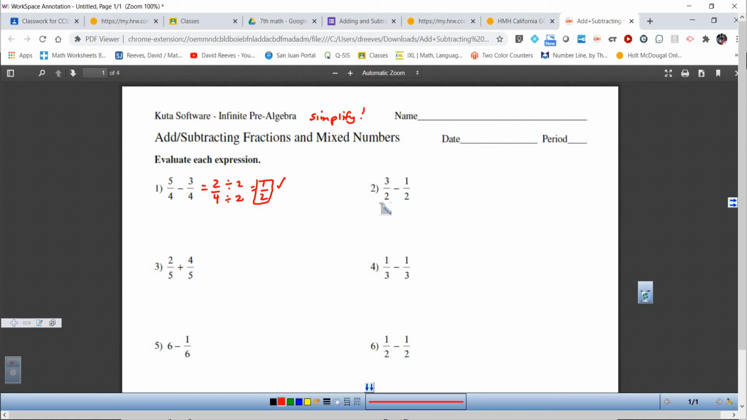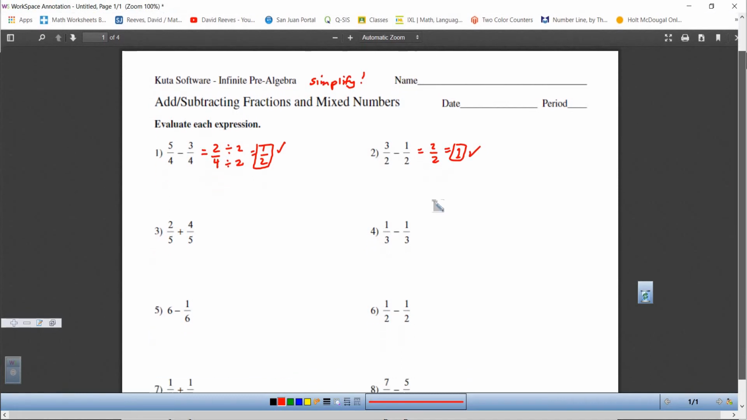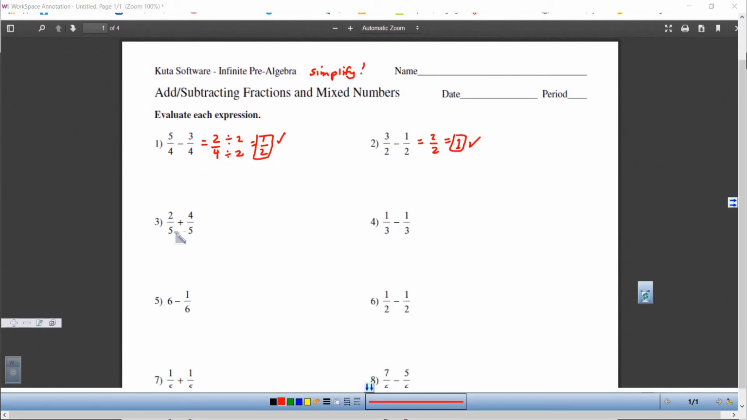Again, right here we have a common denominator, and this number is smaller, so we would get 3 minus 1, which is 2 over 2 again, because the common denominator just stays the same. Well, 2 over 2 simplifies to 1. And again, we would be done there. Okay, now down here on number 3, we have not a subtraction problem, but rather an addition problem. Again, with my common denominator, my denominator stays the same. 2 plus 4 is 6, and I get 6/5.